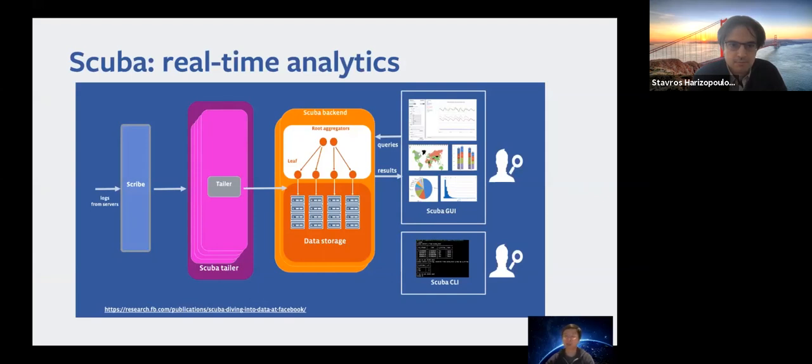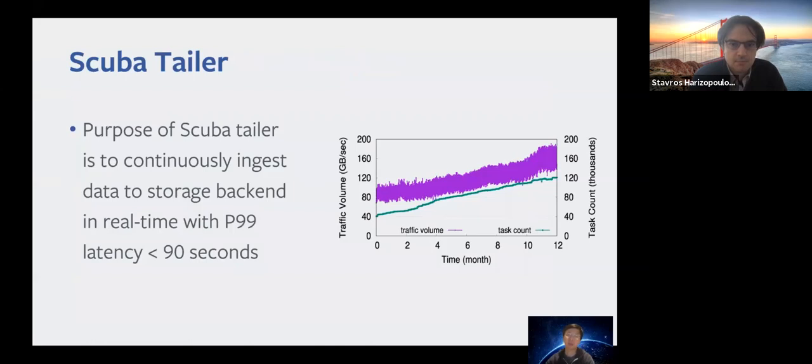In today's talk, we use Scuba Tailor as a running example. The purpose of Scuba Tailor is to continuously ingest data into Scuba storage. As we mentioned earlier, latency is quite important for Scuba. After data is logged into Scribe, it should show up in Scuba storage within tens of seconds. Each Tailor job ingests data for one particular Scuba table. A typical service level objective here is that the P99 latency should be less than 90 seconds.